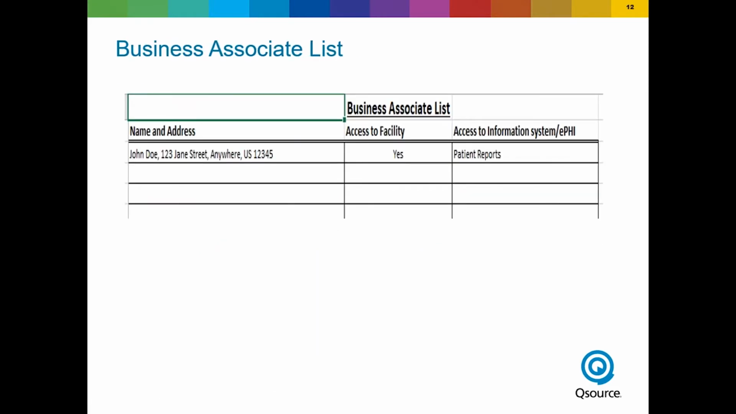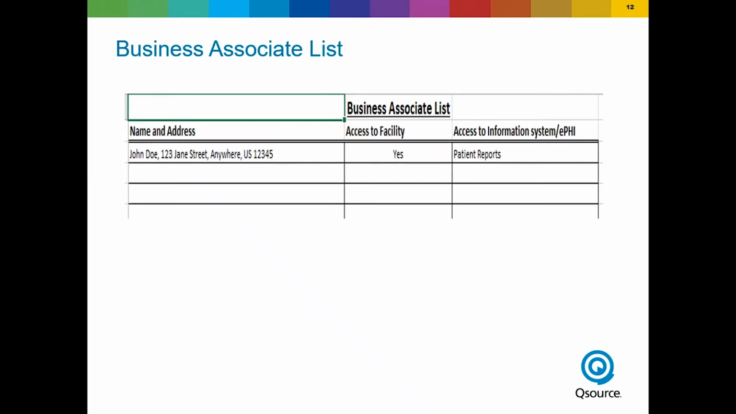You want a business associate list. So let's say that you have backup tapes and you have a company that comes and gets those backup tapes and holds them for you to be safe. And so you have all your data. You want to make sure that you're listing that company. Do they have access to the facility? Some people that you work with will not. Someone who picks up tapes, they may have that. And then what is the information that they have access to?